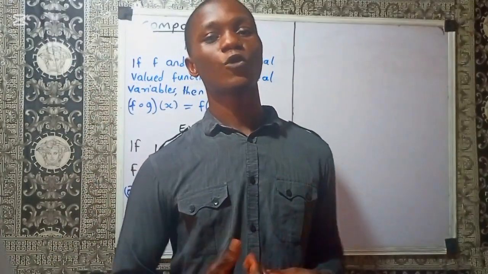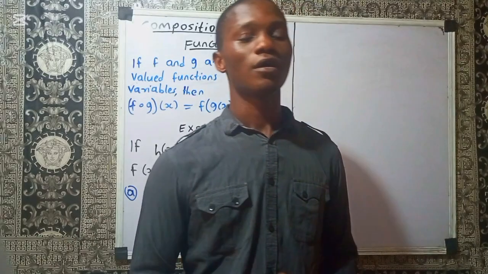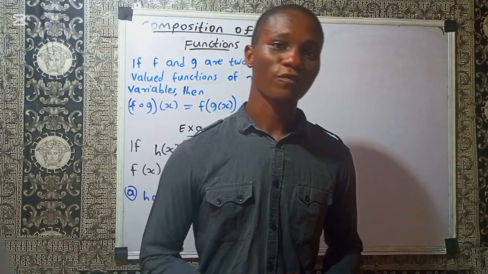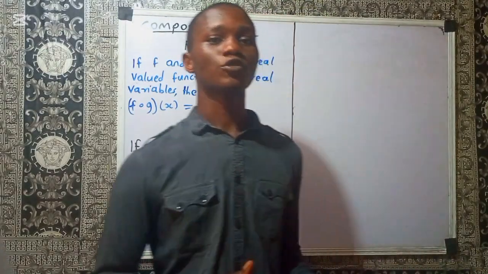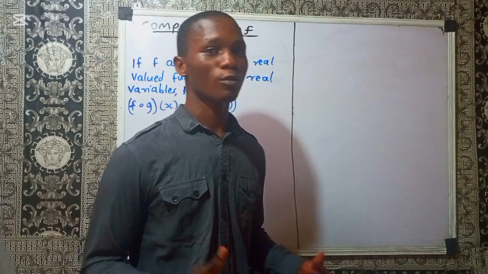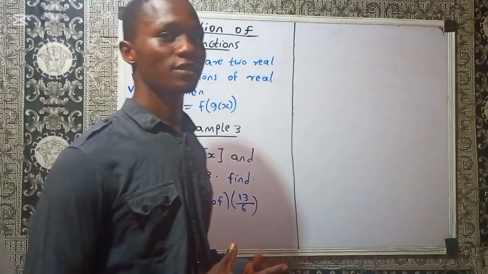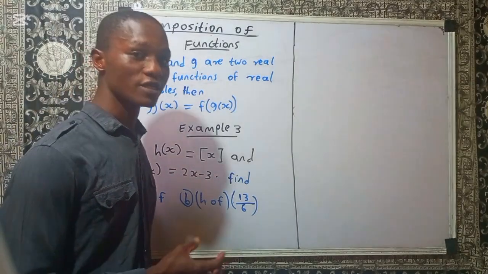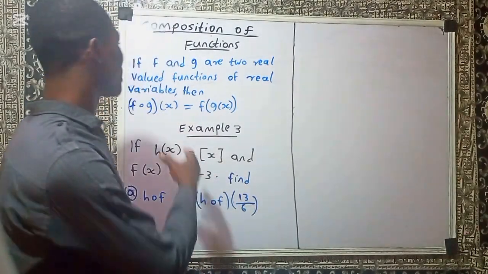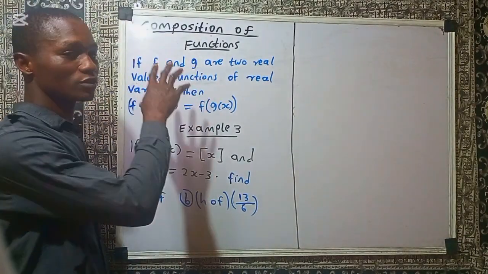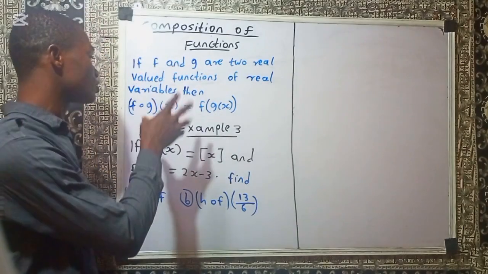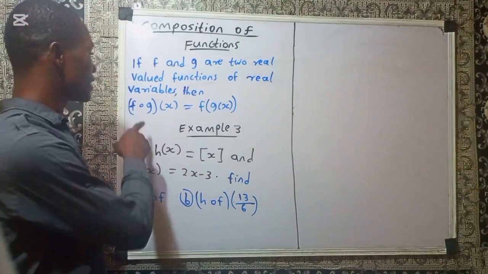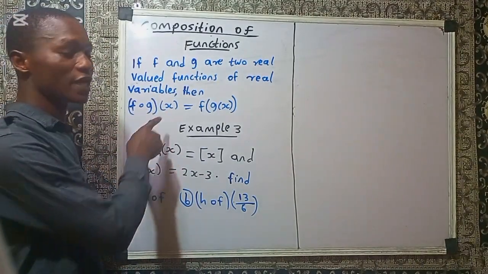We are back again to consider this important topic in mathematics, composition of functions. So we want to know how we can find the composition of two or more functions. Actually, we have done this in our previous classes, but we want to still look at more examples on this. So assuming that you have two real valued functions of real variables f and g, and you want to get f composition g of x.